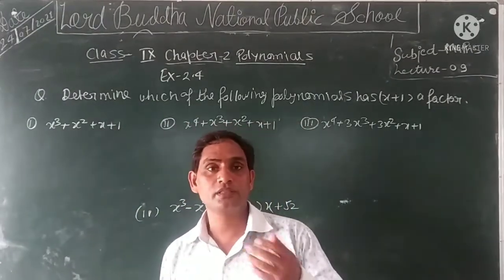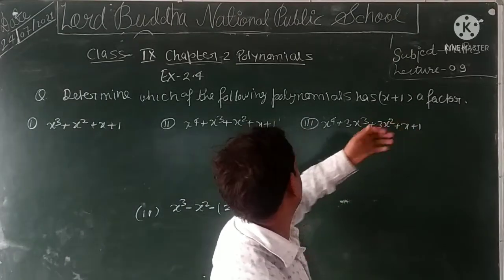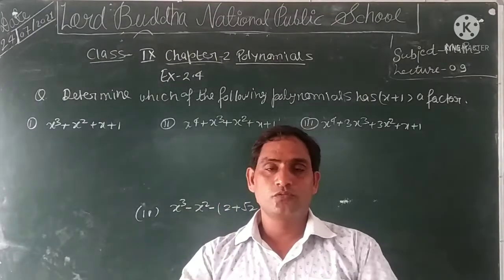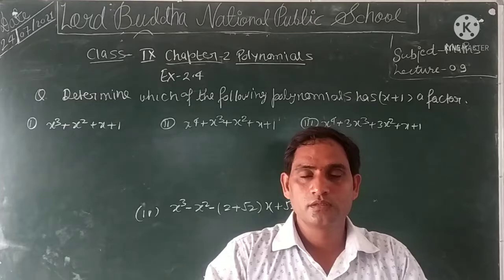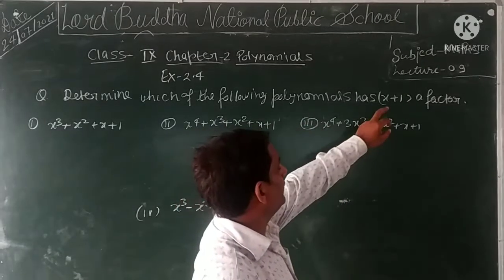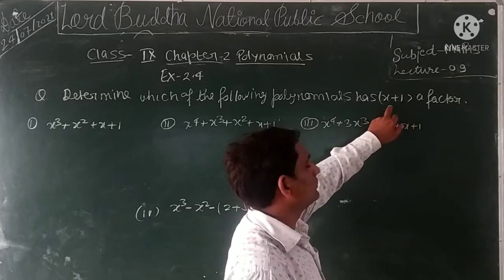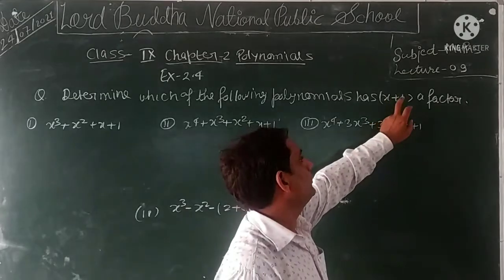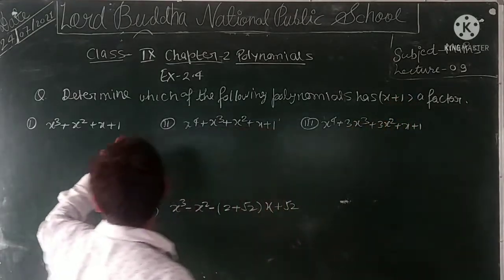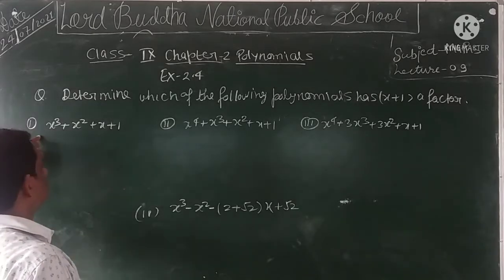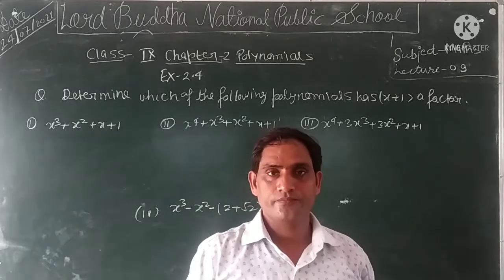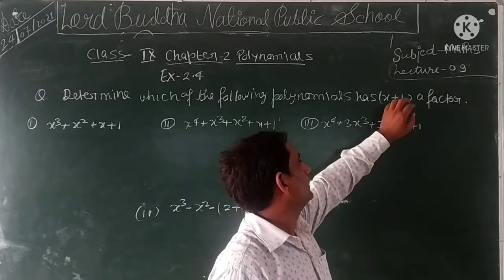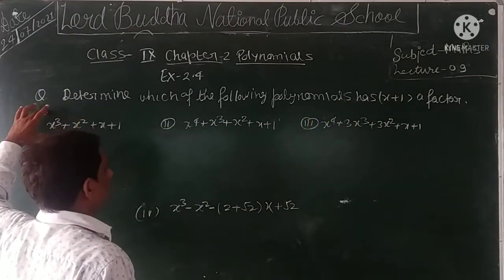In this question we have to determine whether x plus 1 is a factor of the given polynomials or not. First of all, we know that if we compare this with 0, then we get the zeros of the polynomial, and if we put this value, a, in the polynomial and it becomes 0, then we apply the factor theorem and prove whether this is a factor or not.